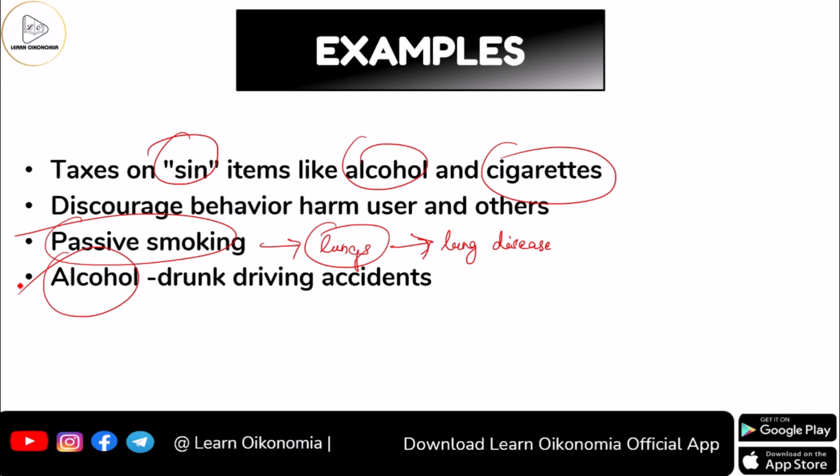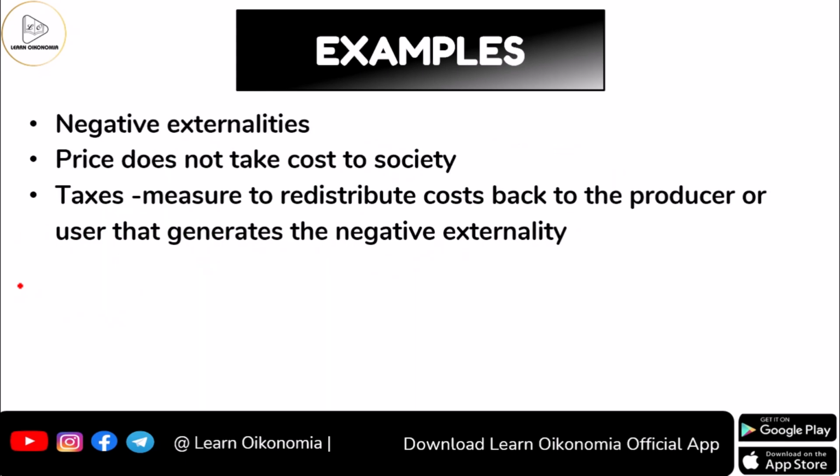A person who consumes alcohol, if he or she engages in driving, it might lead to accidents. And when there is an accident, this will spoil the life of not only the person who has taken alcohol, but also the life of some other people as well. Again, all the instances we have considered so far are examples of negative externalities.